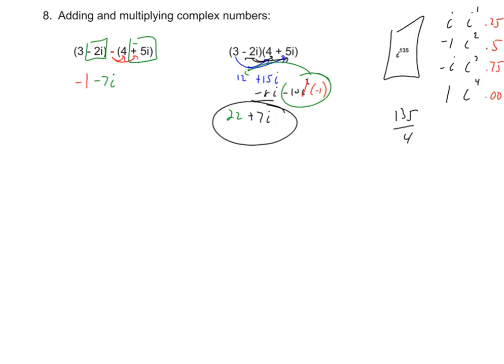So you just take your calculator and you divide 135 by 4. And what's the remainder? It's 0.75, right? So what's our answer? What is an i cubed? It's a -i, and that would be my answer. Okay? If it would have been 0.5, I would say an i squared is a -1. I would have put -1.